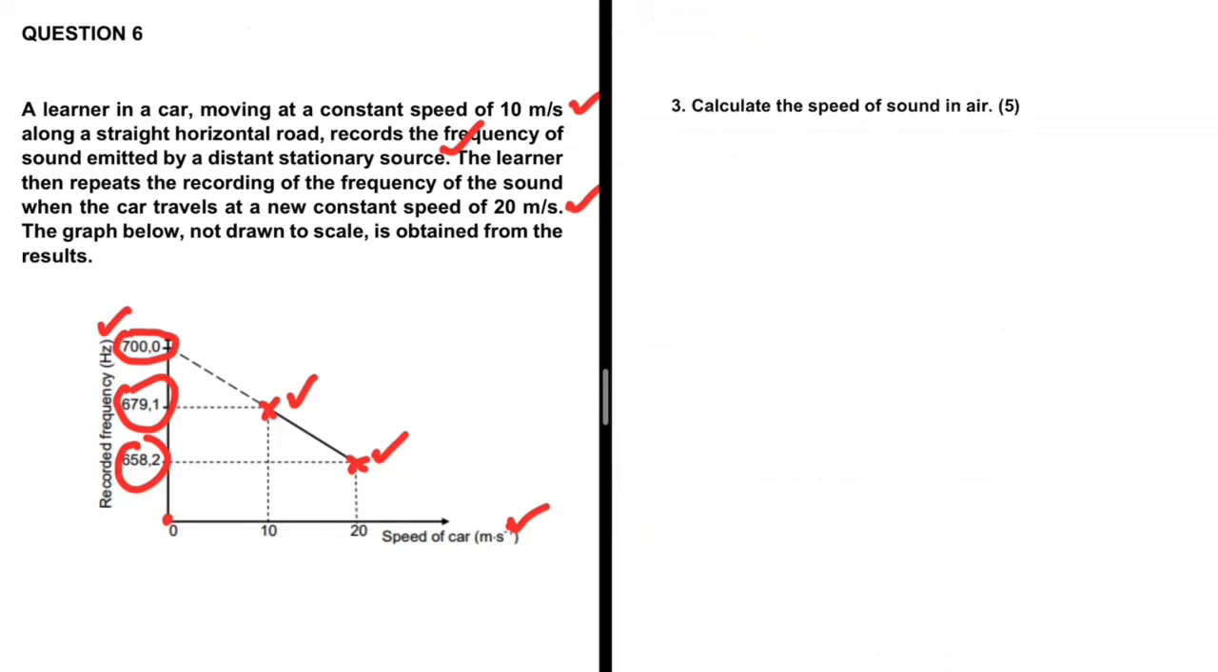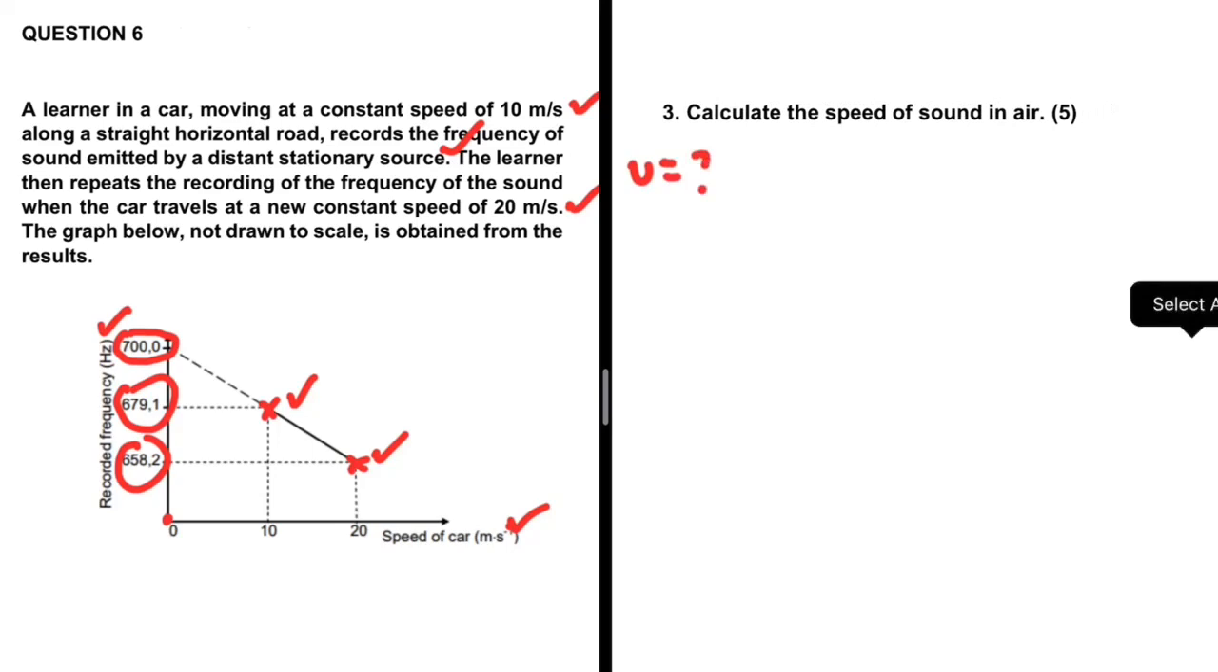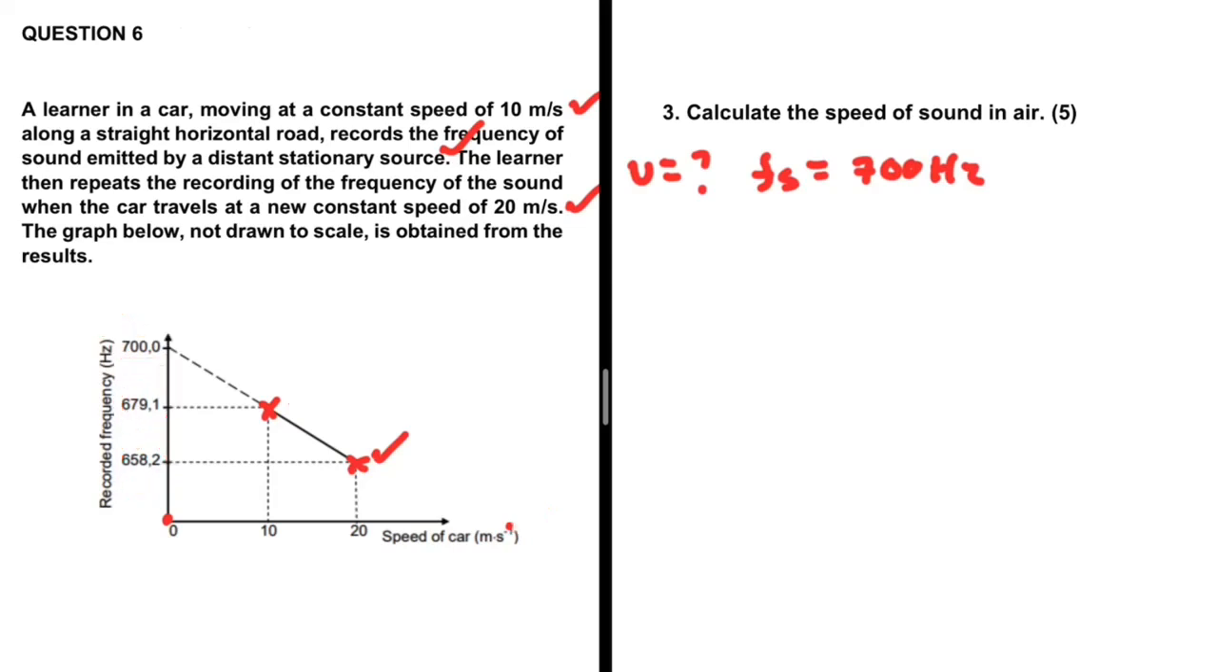Calculate the speed of sound in air. So we know that we are looking for V. We know fully well that Fs is 700 Hz. That is the emitted frequency by the source as it is. And then what else do we have? Let's go ahead and take a look. So we have 2 data points we can use. You can use the first data point or you can use the second one.